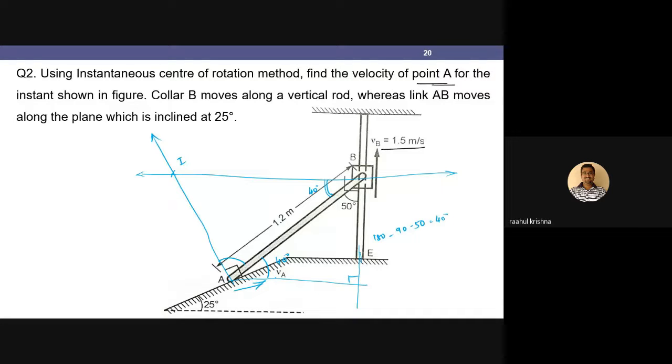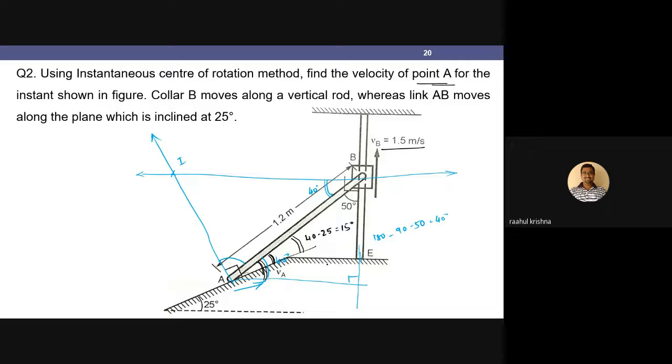Now, if this total angle is 40 degrees and this plane is already inclined at 25 degrees to the horizontal, what will this particular angle be? How much is this portion? 40 minus 25, correct? Try to understand: this total angle is 40, and out of that, 25 is already the angle of the plane. So what is this remaining angle? 40 minus 25.